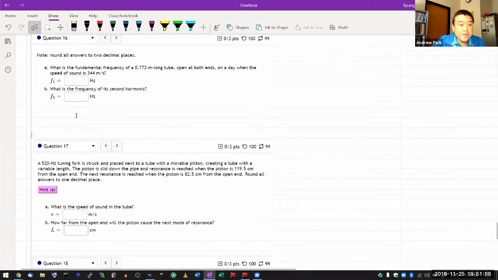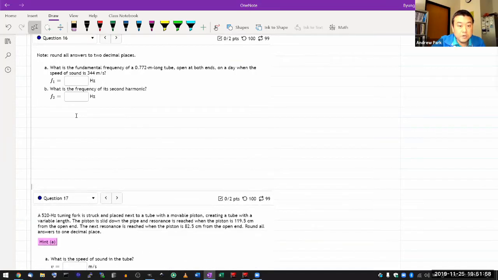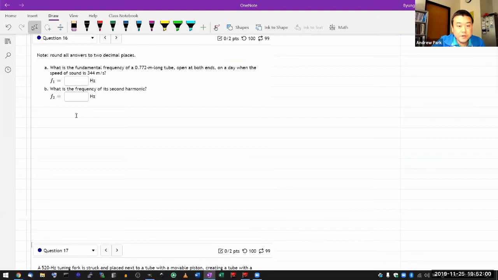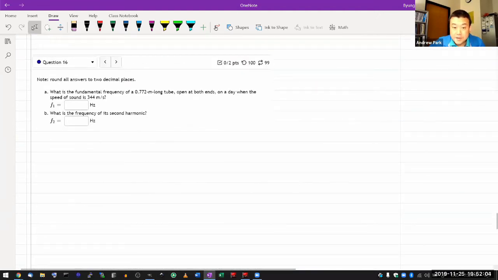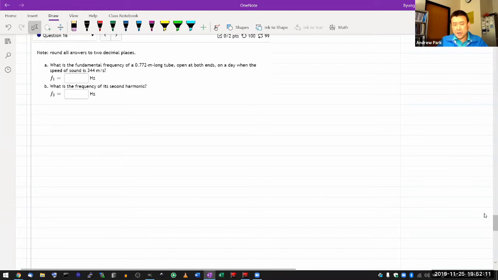What is the fundamental frequency of a 0.772 meter long tube open at both ends on a day when the speed of the sound is so-and-so value? And I hope from your lab, you remember that this is significant: open at both ends.